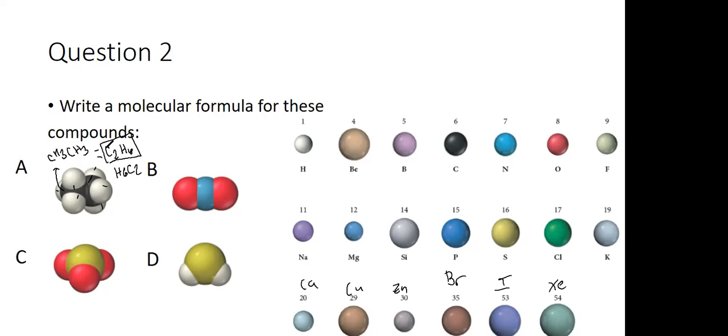Usually you put your center atom first. So for B, this is nitrogen, oxygen, oxygen, NO2. Again, I'm putting my center atom first. For C, that's sulfur, oxygen, oxygen, oxygen, SO3. Then for D, sulfur, hydrogen, hydrogen, SH2. So there are the molecular compounds for these 4 molecules.